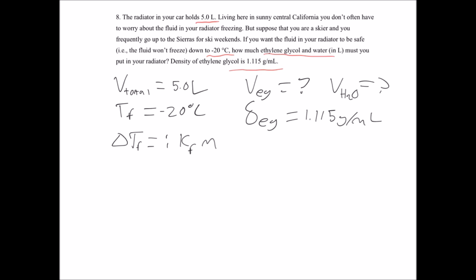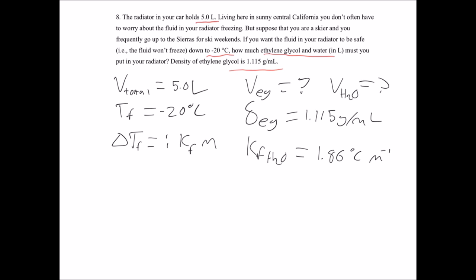So then we need to ask ourselves, for this problem, which is the solvent and which is the solute? For this problem, the water is our solvent and the ethylene glycol is our solute. Since we know that water is our solvent, we just need to find out what the Kf for water is. Now we can just look this up in the table. So the Kf for water is just equal to 1.86 degrees Celsius per molality.